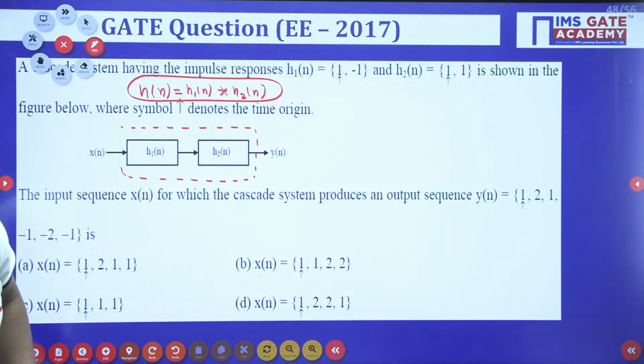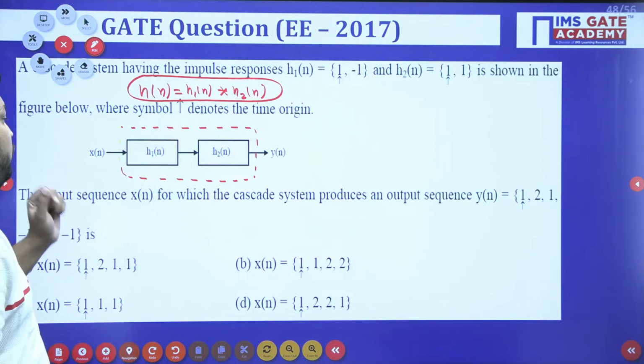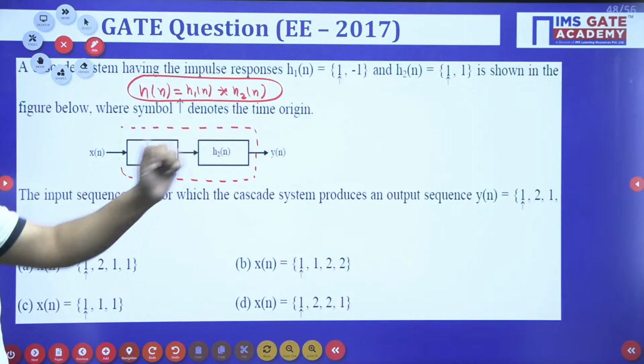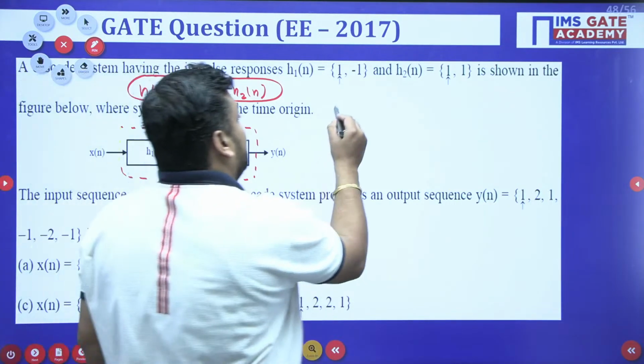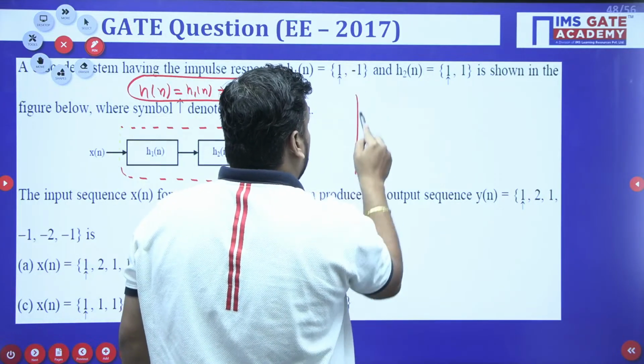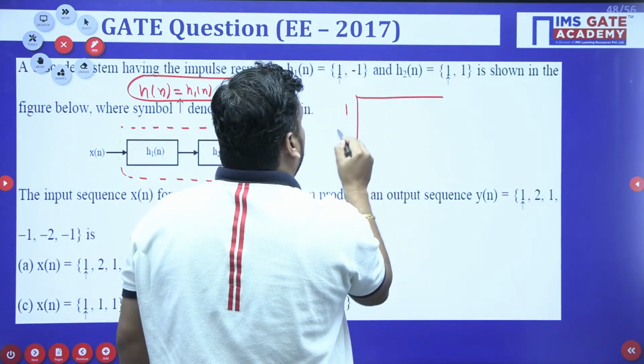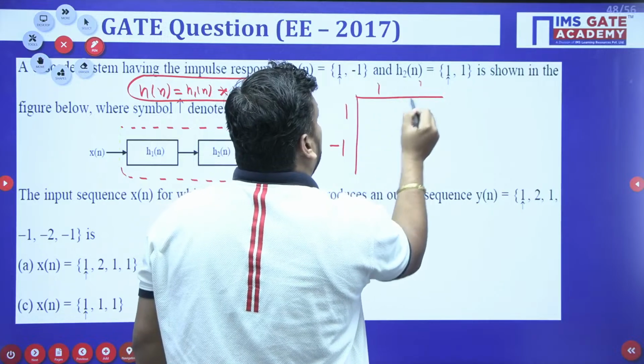All of you, just reply. We have to perform the convolution here, decide x of n, and y of n is already given. First of all, tell me what h of n is. If I perform this linear convolution, here we have 1 and minus 1, and here 1 and 1. Where is the arrow?